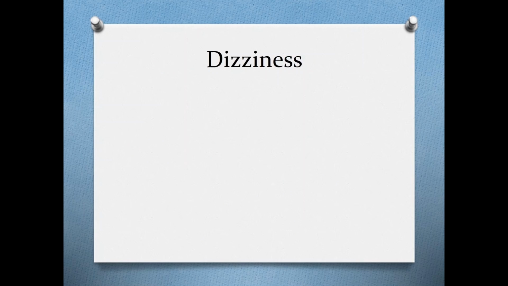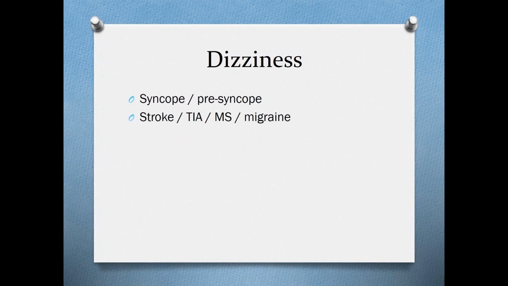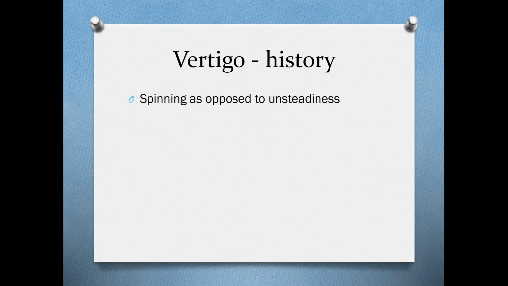Dizziness is another big one. Broadly speaking, it can be cardiovascular, syncopal or pre-syncopal, blackout kind of thing. It can be a neurological one, a TIA, stroke, a degenerative condition, or a vestibular migraine kind of thing, or it could be true rotatory vertigo from the vestibular system.